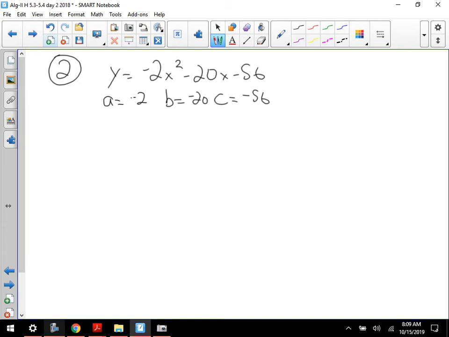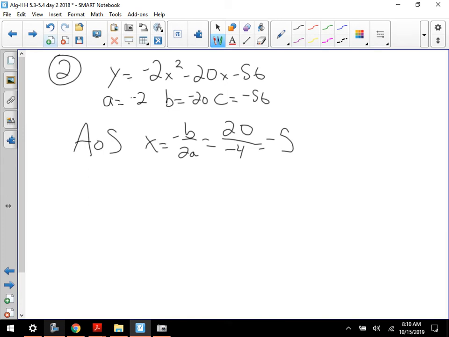After you do that, the first thing you do is find your axis of symmetry. Your axis of symmetry for standard form: x equals the opposite of b over 2a. I heard you mentioning it. So opposite of a negative 20 is positive 20. Then it's 2 times negative 2. So my axis of symmetry is at x equals negative 5.